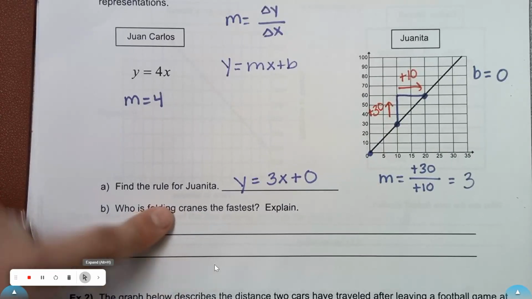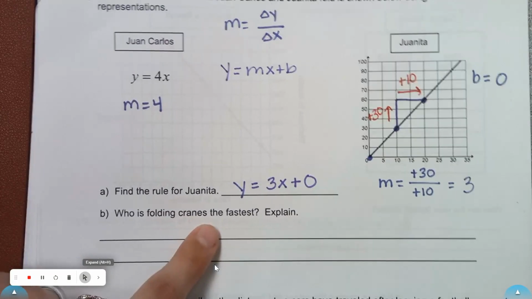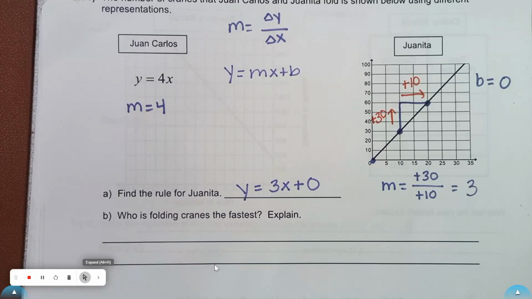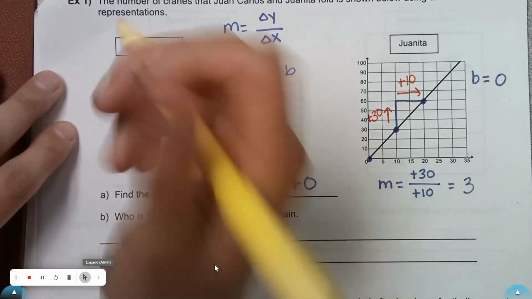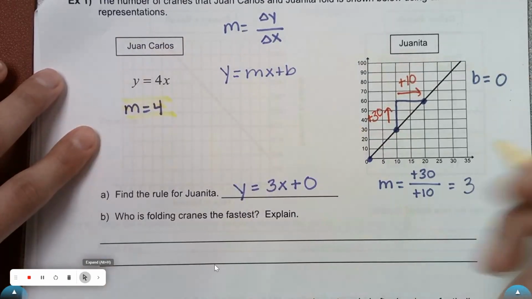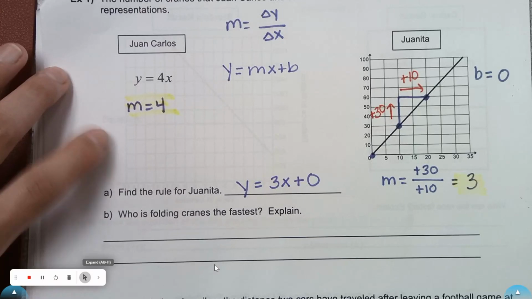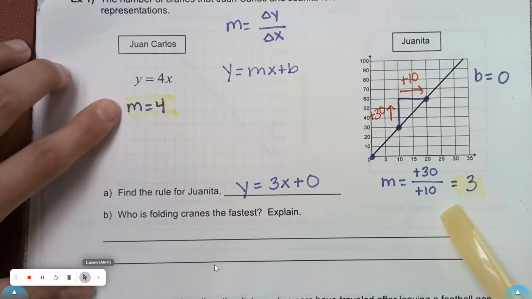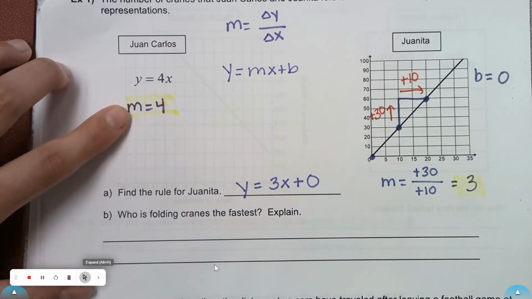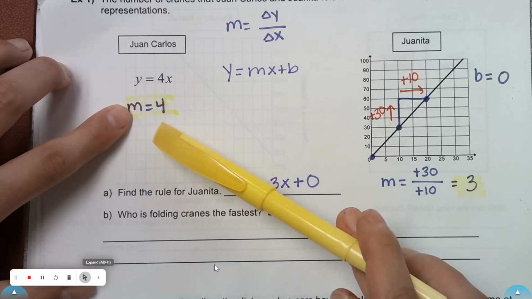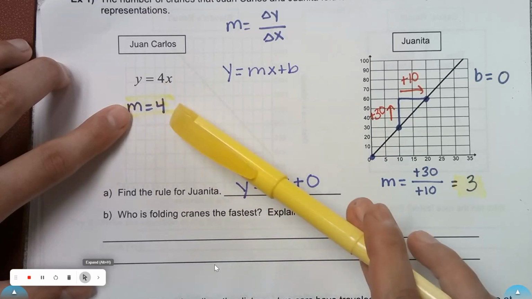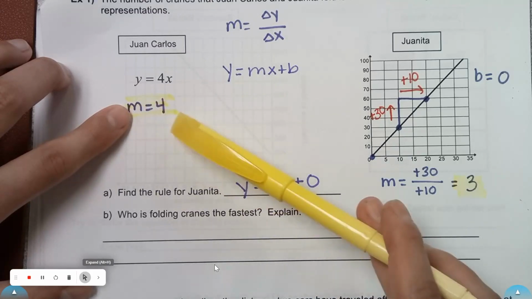Part B says, who's folding cranes the fastest? For this one, you need to compare your M's. So I need to compare my M's for both of them. Juan Carlos has an M of 4, and Juanita has an M of 3. Which one is bigger? Well, 4 is bigger than 3. So Juan Carlos is folding the cranes faster because he has a greater rate of change, a bigger slope.